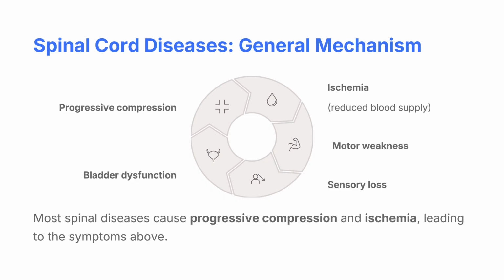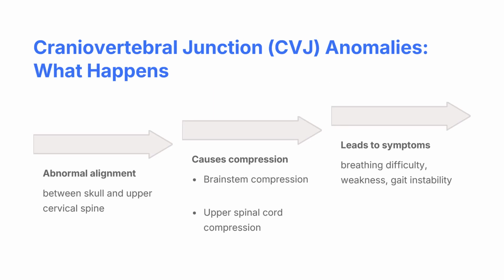These are the spinal cord problems, or diseases of the spinal cord, which cause progressive compression and ischemia, leading to motor weakness, sensory loss, and bladder dysfunction. One of the important groups of this is CVJ abnormality, or craniovertebral junction abnormality.